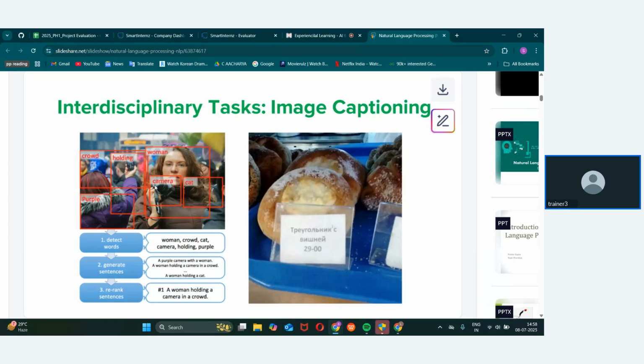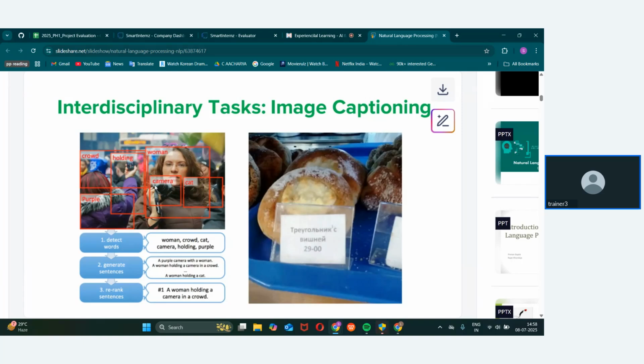What happens? First, it detected the words. What are the words? They are woman, camera, cat, crowd, purple, and holding. From all these words, it tries to generate a sentence: a purple camera with a woman holding a camera in a crowd. So these are the possible things that can be generated.